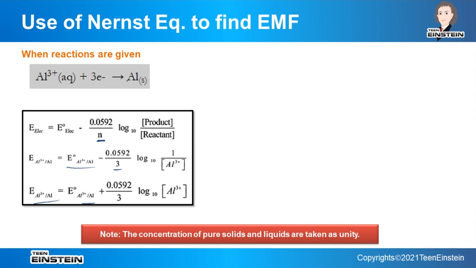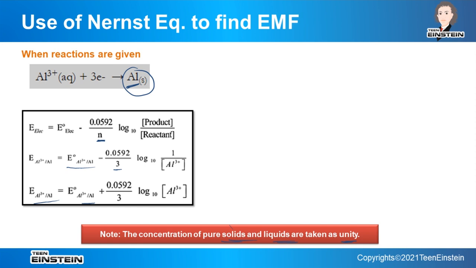On the product side, we have only aluminium, and remember, the concentration of a pure solid and a pure liquid is always taken as unity. So this is a pure solid. But suppose there is a gas, a pure gas, suppose oxygen is liberated or chlorine is liberated, then you have to consider the pressure. So you take the concentration as 1 only if it is a pure solid or pure liquid, but not for a gas.